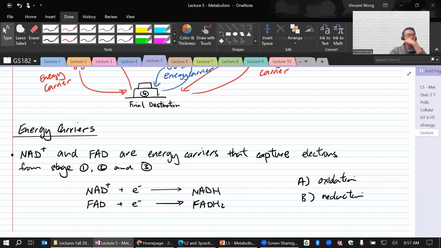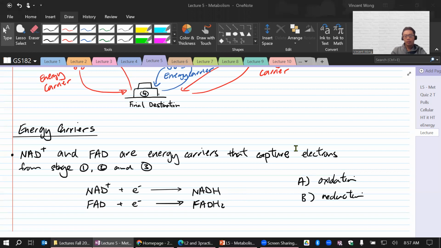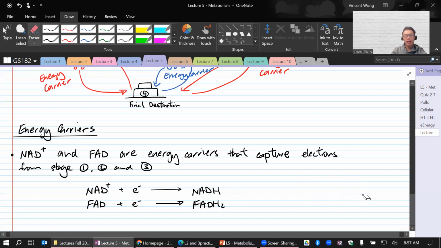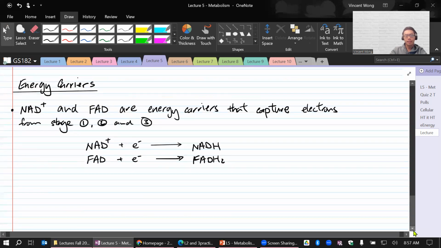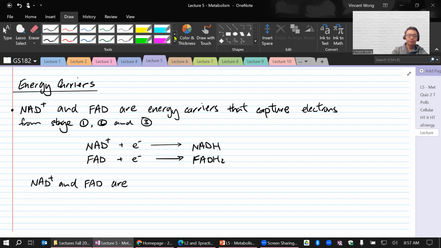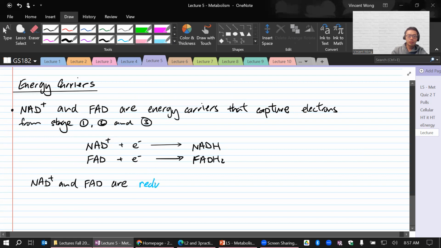Okay, thank you. I think some people are still a little bit confused. So these are gaining electrons, right? When you gain electrons, it is reduction. So here we can say NAD plus and FAD are reduced into NADH and FADH2 respectively. I hope you're using the same color code as me.